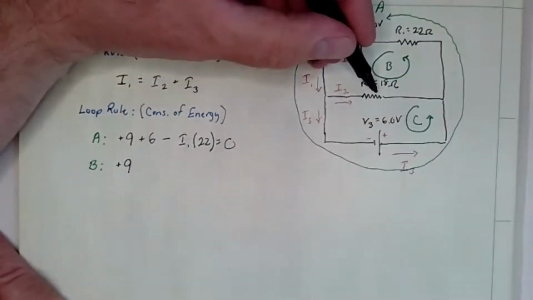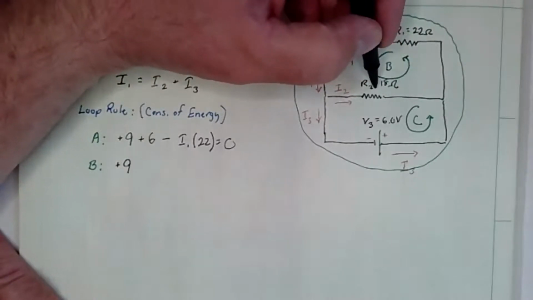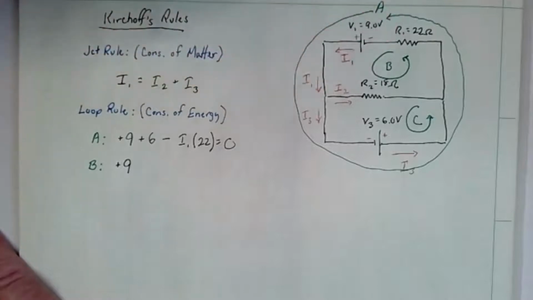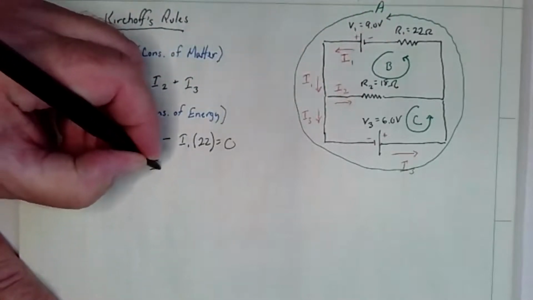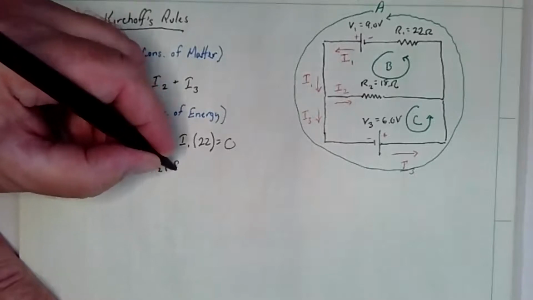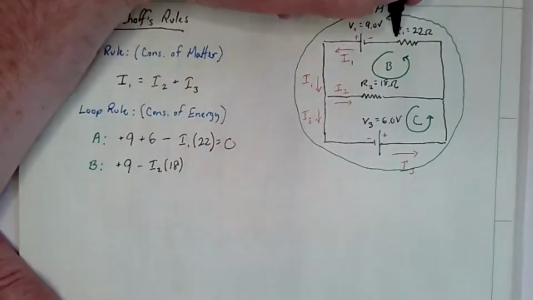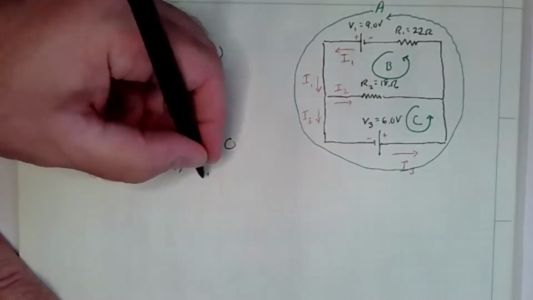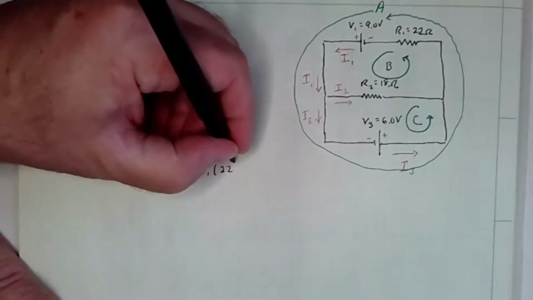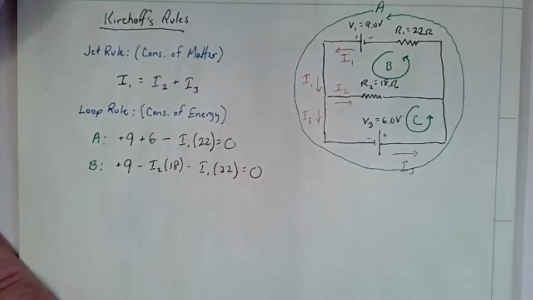And then I have a loss here. So there's a resistor. So that's 18 ohms times, and I'm in the realm of I2 here. So that's a loss, so minus I2 times 18. And I keep following along. And now up here, I'm in the realm of I1 again. So that's minus I1 times 22. And that's equal to 0.